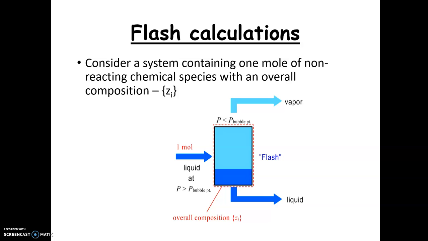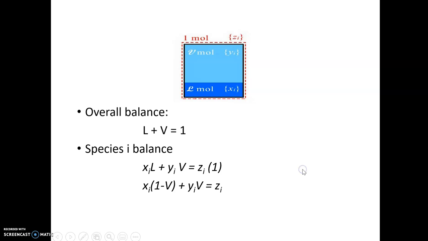Okay, so we know that at any point where P is less than the bubble point pressure, it will become vapor. And if P is greater than the bubble point pressure, it will become liquid. Okay. So overall balance will be L plus V, liquid plus vapor, equal to 1. Species balance, depends on how many species you have.